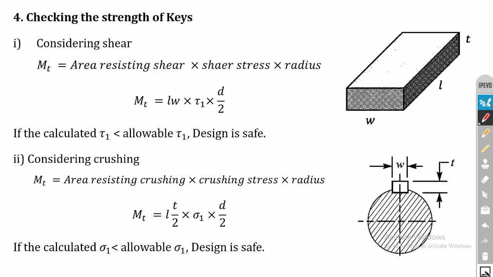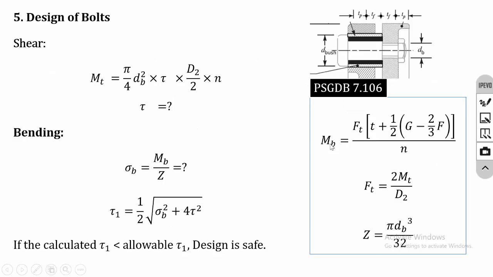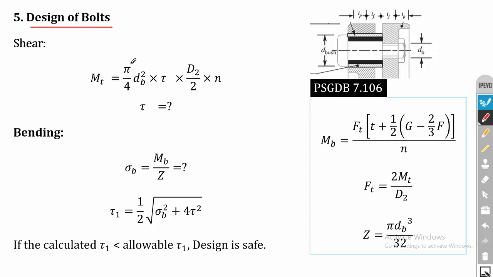So steps number 1, 2, 3 and 4 are common for both rigid and flexible coupling, but step number 5 is going to vary since the bush is given. As I told you earlier, because of the bush and a small gap between the two flanges, the bolt is subjected to both shear and bending. Previously, in the rigid coupling, we considered only the shear.